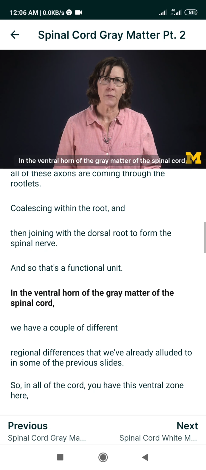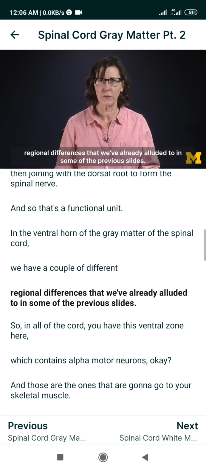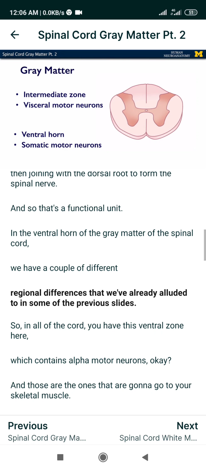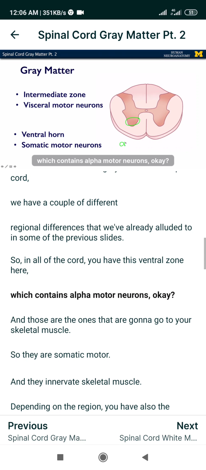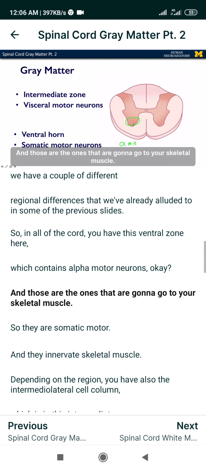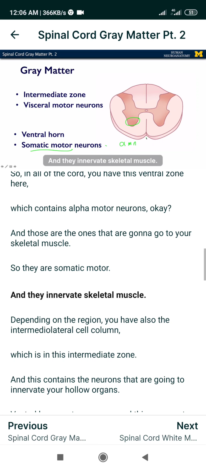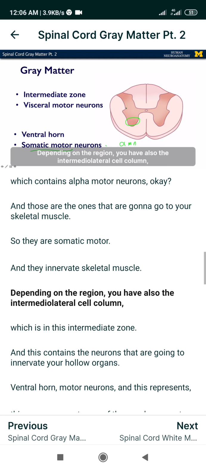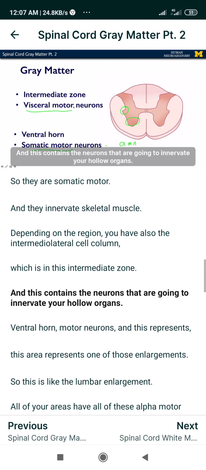In the ventral horn of the gray matter of the spinal cord, we have a couple of different regional differences that we've already alluded to in some of the previous slides. So in all of the cord, you have this ventral zone here, which contains alpha motor neurons. And those are the ones that are going to go to your skeletal muscles. So they are somatic motor, and they innervate skeletal muscle. Depending on the region, you also have the intermediolateral cell column, which is in this intermediate zone, and this contains the neurons that are going to innervate your hollow organs.